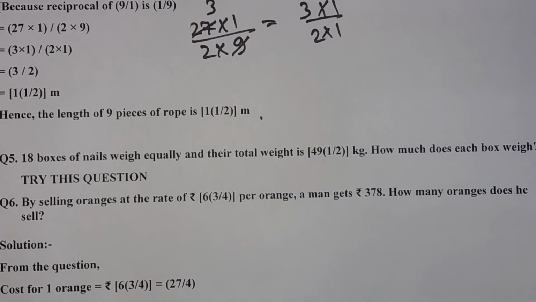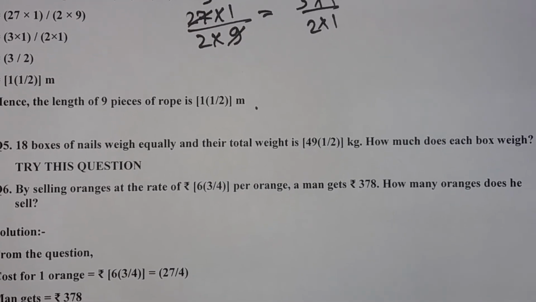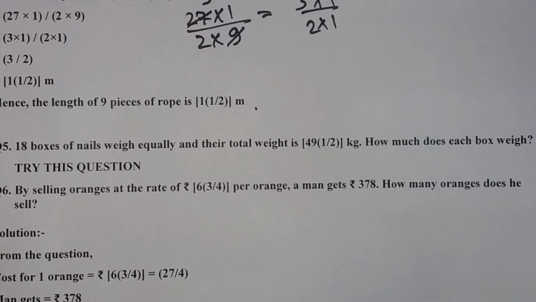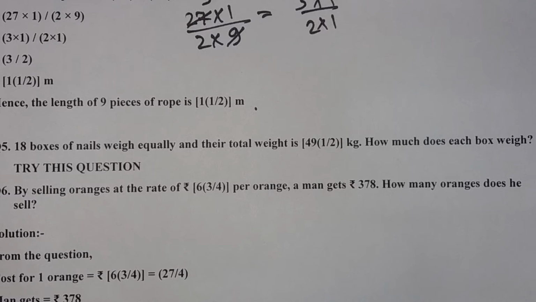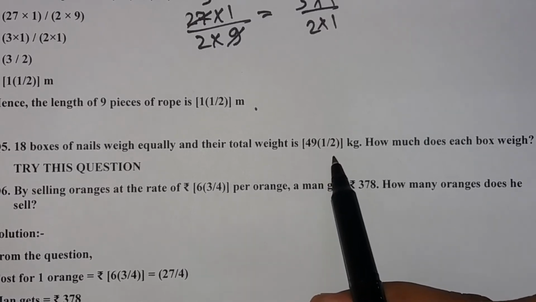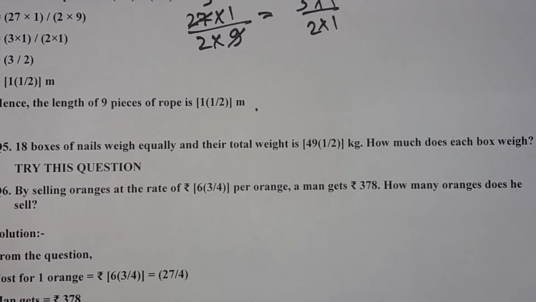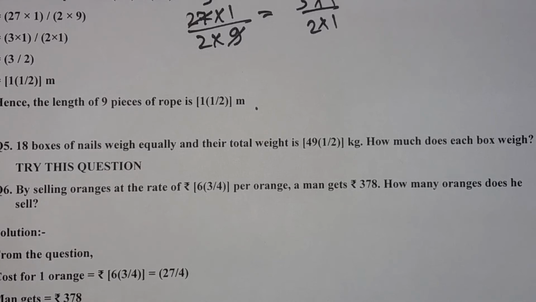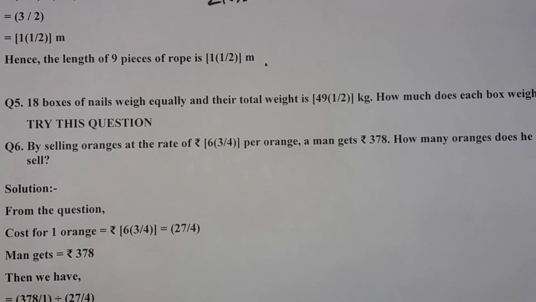After this, see question number 5. The fifth question you can try yourself. 18 boxes of nails weigh equally and their total weight is 49 whole 1 upon 2 kilogram. How much does each box weigh? So here you can divide 49 whole 1 upon 2 by 18. It is the same as the above question. So after this, see question number 6.